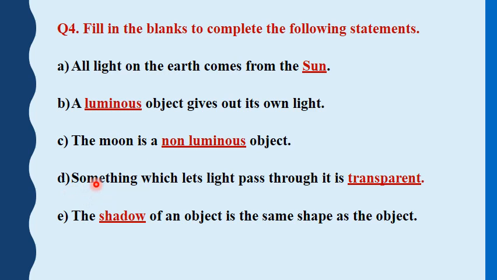Number D, something which lets light pass through it is transparent. Okay, it means those objects that allow light to pass through them are transparent. The dash of an object is the same as the shape of the object. Okay, so the shadow of the object is the same shape as the object. Okay.